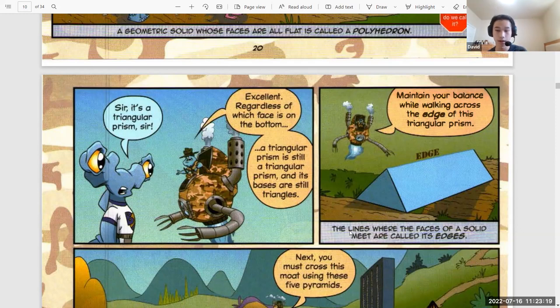It says the lines where the faces of a solid meet are called edges. So if we think about edges on a shape like this triangular prism right here, we have one edge identified, but there are many more. So on this base, this is an edge right here. This is also an edge right here. This is also an edge right here. This is also an edge over here, over there, over there, over there.